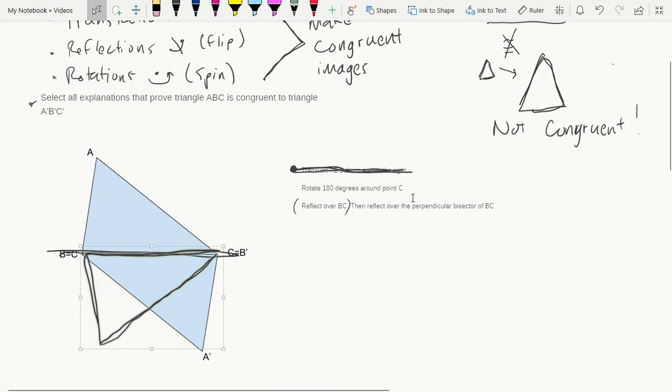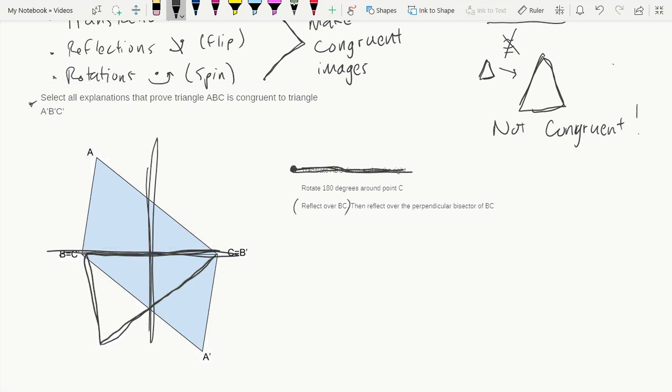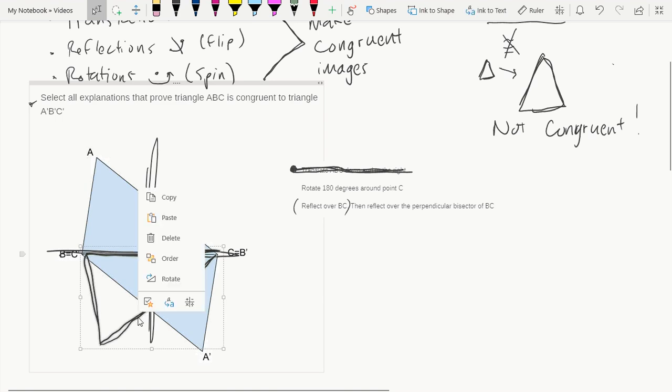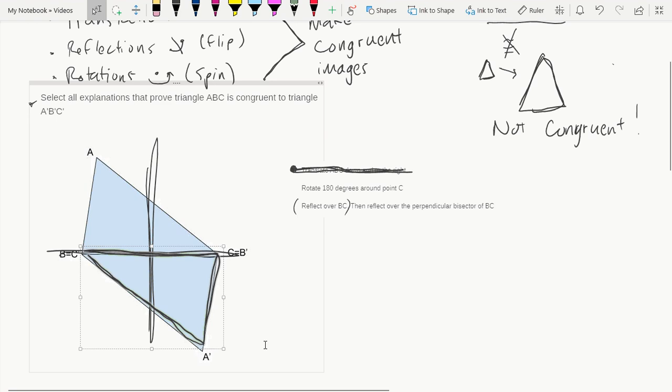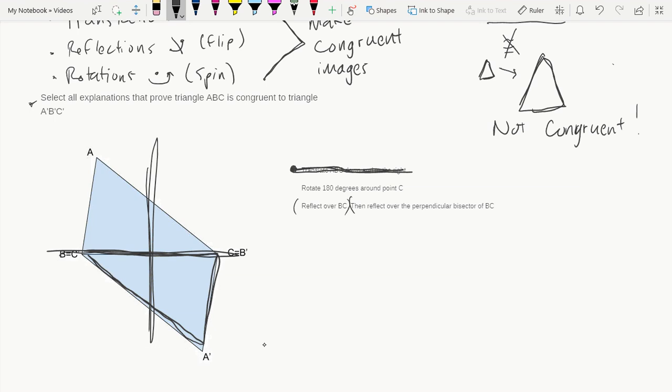Okay. Now it wants me to reflect over the perpendicular bisector of BC. So if that's the perpendicular bisector, it wants me to reflect over that. Okay, so interesting. Okay, now, oh, that's a tricky diagnostic, guys, because I want to tell you this.